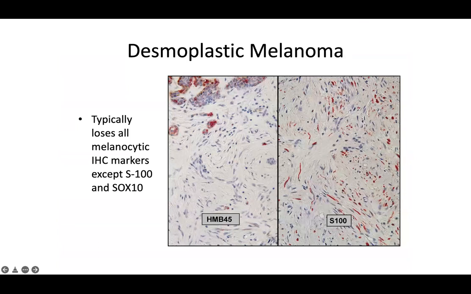So as I mentioned, desmoplastic melanoma cannot be worked up with the HMB45 or Melan-A, and that's because, well, you will still do the stains to show they're negative, but by definition, the desmoplastic melanomas are SOX10 positive or S100 positive, but most often, almost always, negative for HMB45 or Melan-A.